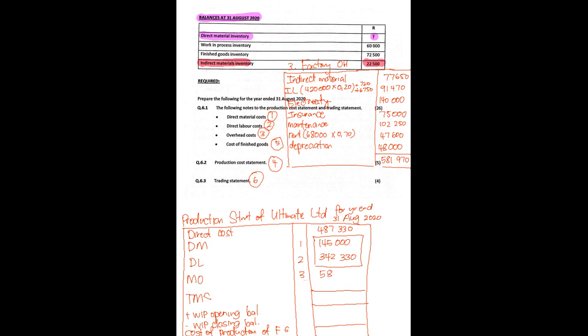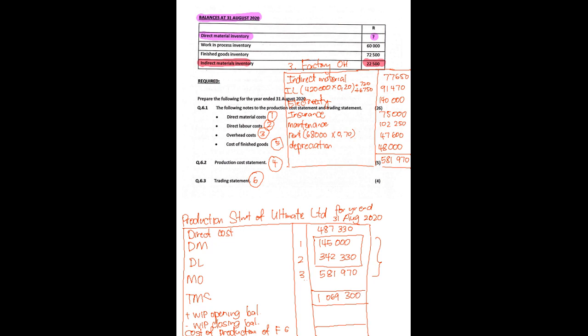And then as I said, you can either add this figure, that total of material and labor, and then the overhead figure to give you the total manufacturing cost, or you can simply just add those last three. So these three here, and those will also give you the same total for your total manufacturing cost. So your total manufacturing cost then is 1,069,300.